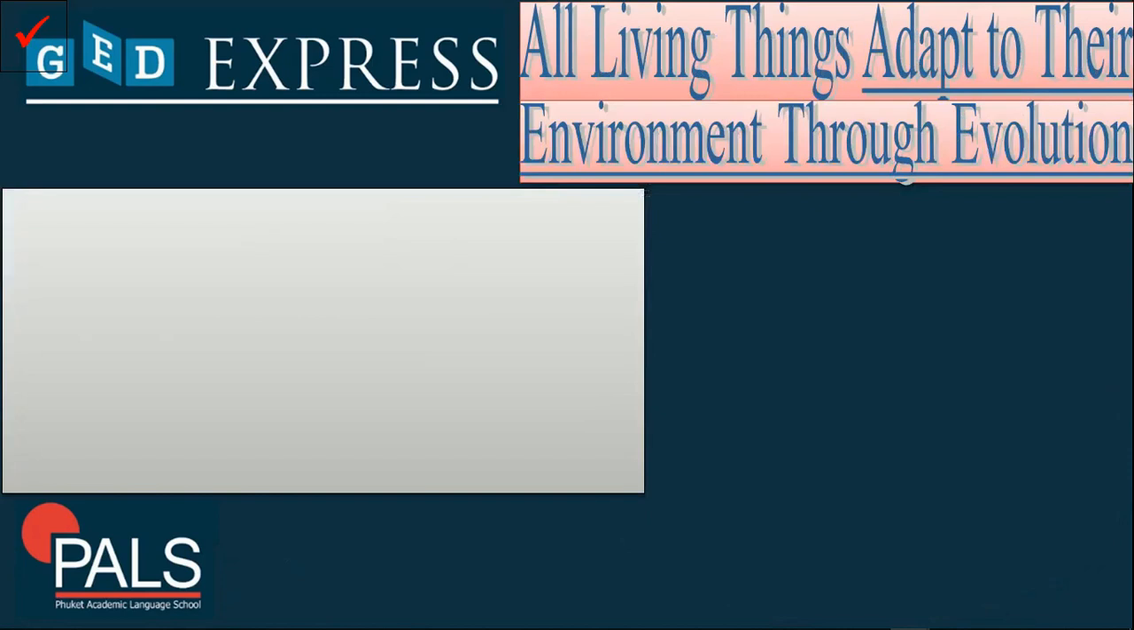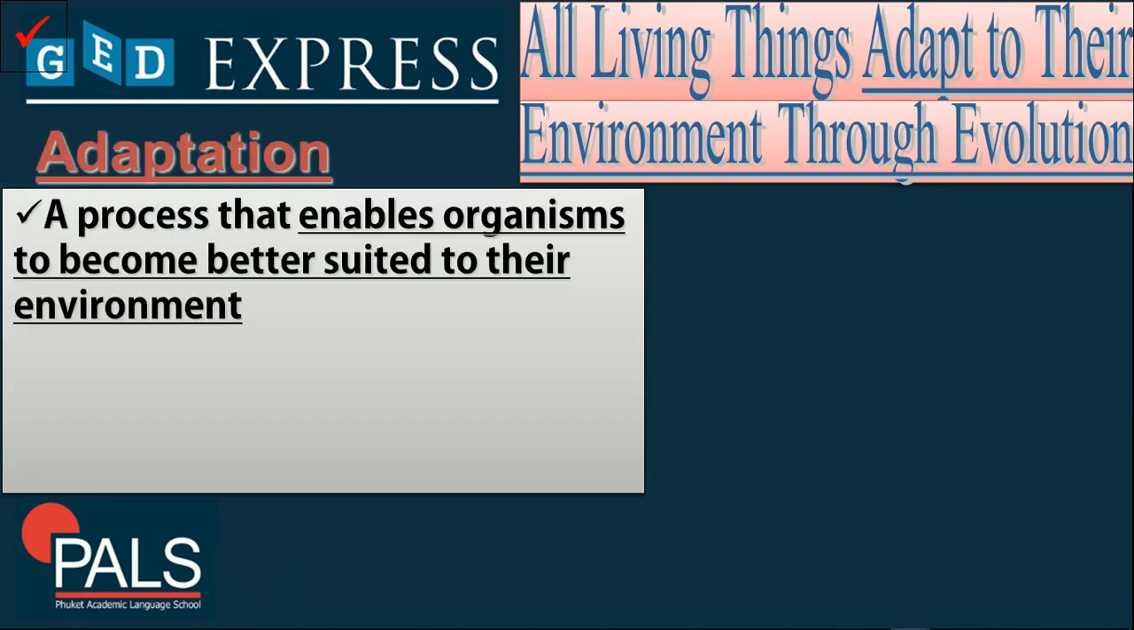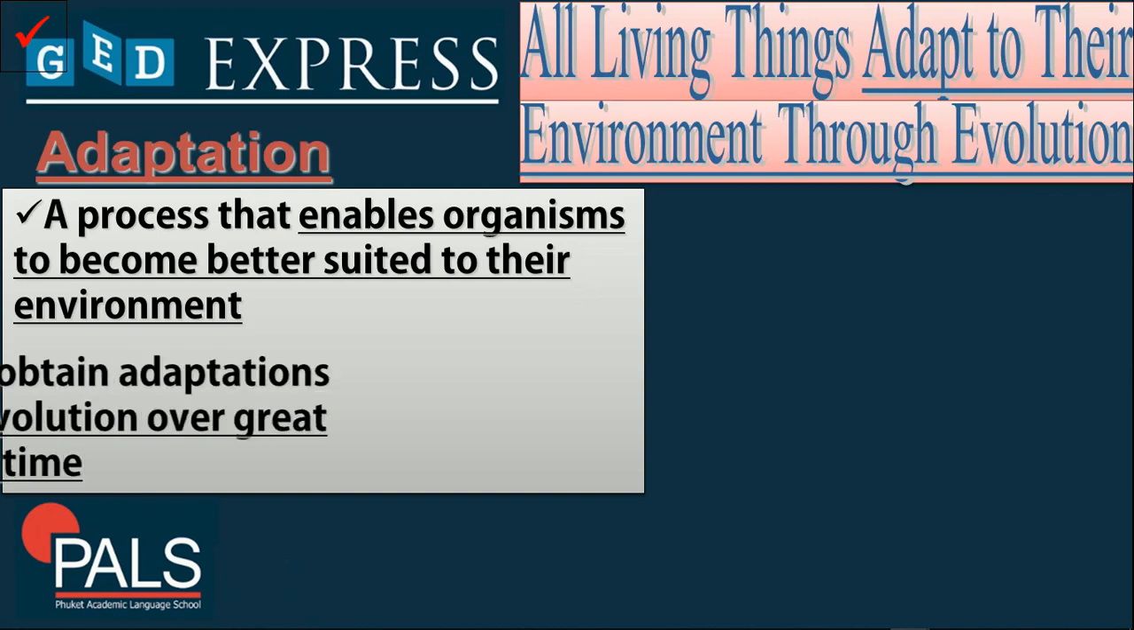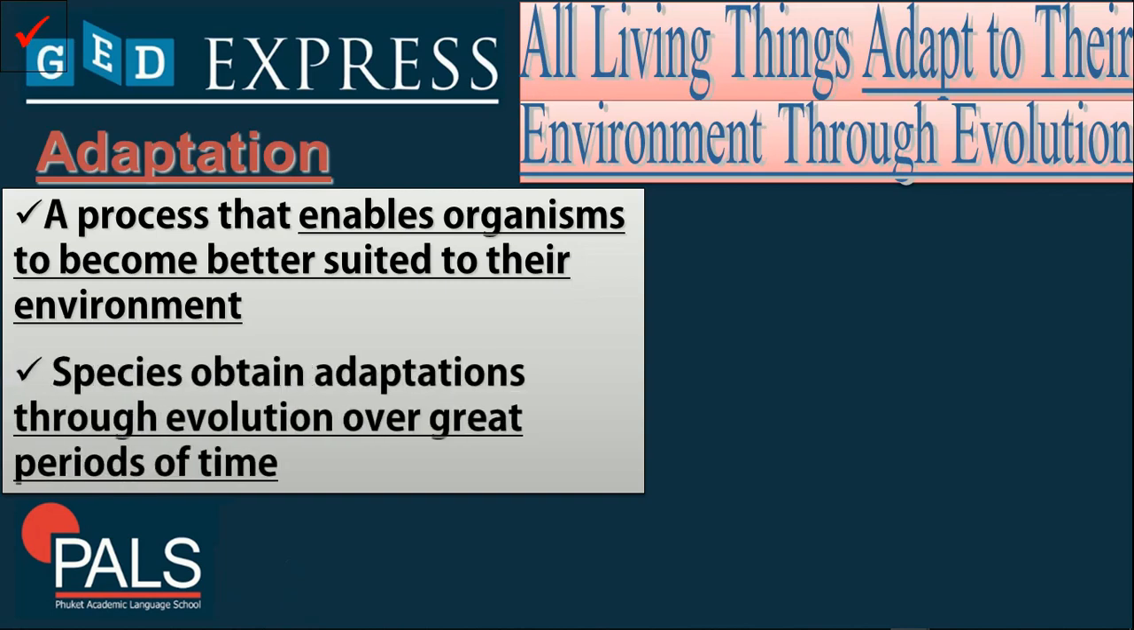Now, next would be adaptation. All living things adapt to their environment through evolution. So, when we say adaptation, that would be the process that enables organisms to become better suited to their environment. If there is a change in the setup of an environment of an organism, there is a necessity for that organism to adapt and change its features so that it can live in that specific area. Species obtain adaptations through evolution over a great period of time.